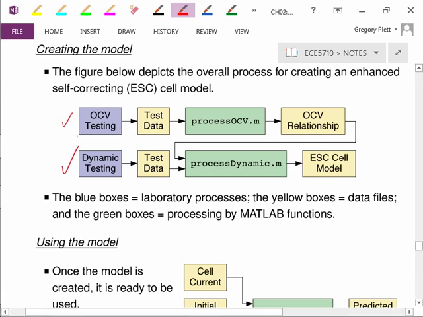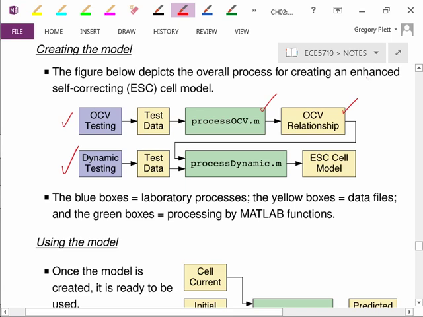So the open circuit voltage testing produces test data, and we saw that a couple sections ago, what that would look like. And we saw how we would process that data to give us the coulombic efficiency of the cell at those low rates, and the capacity of the cell at those low rates, and the discharge and charge curves, and the open circuit voltage relationship, and so forth. The process OCV.M is designed to do all of that. It reads in the test data and it writes a MATLAB file, a MAT file, that contains the OCV relationship inside of it.